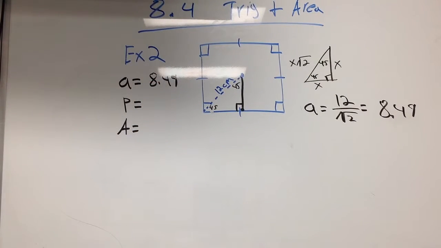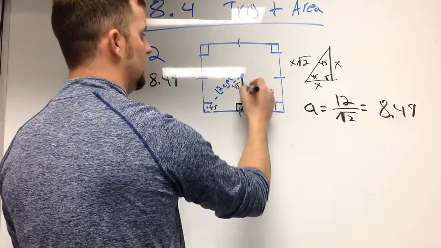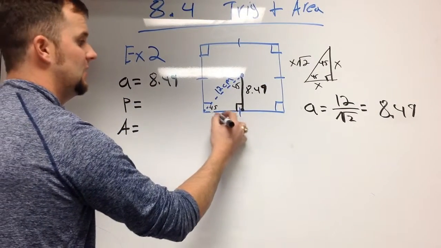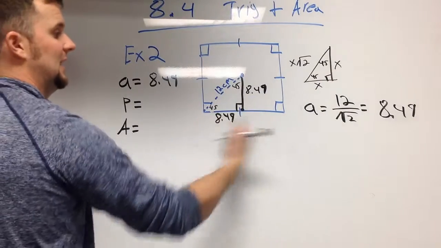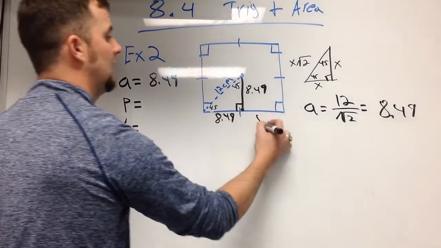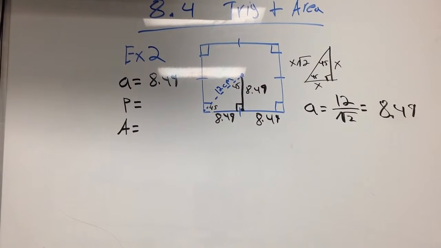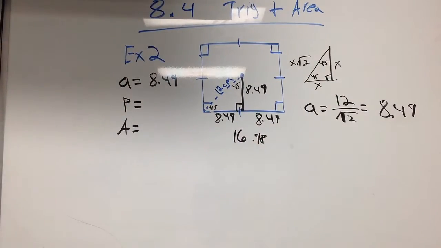Okay? So now I know in a 45, 45, 90 that these two are going to be congruent. So if my apothem is 8.49, that means this side down here is 8.49 as well. I know the apothem cuts this side in half, so if this is 8.49, this is going to be 8.49. So 8.49 times 2 is going to be 16.98. So that means this whole side over here is going to be 16.98.